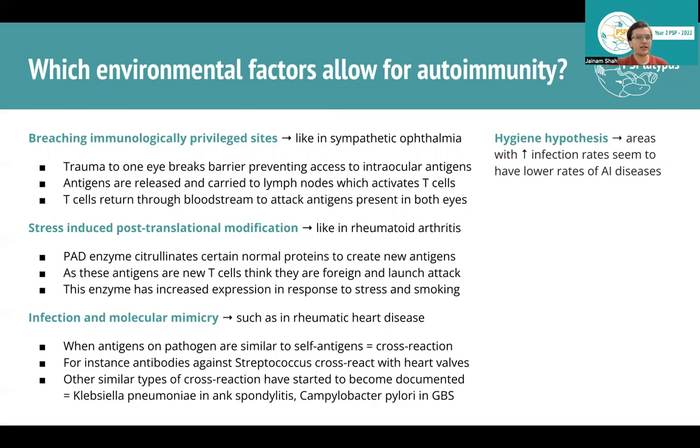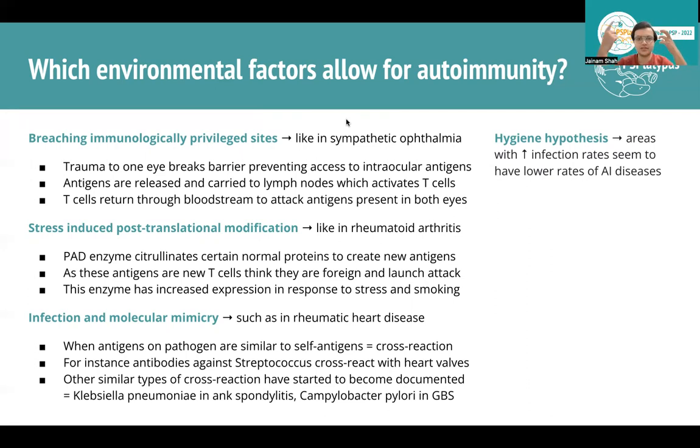So the first one is breaching immunologically privileged sites. Remember how we had those mechanisms by which really important organs, which we don't want to be damaged, have a barrier to prevent immune reactions from bleeding into those regions? Well, sometimes they can be broken. A classic example that is really interesting is sympathetic ophthalmia. Essentially, you have trauma to one eye, which breaks the barrier in that eye and allows access. So the antigens within the eye are now exposed.